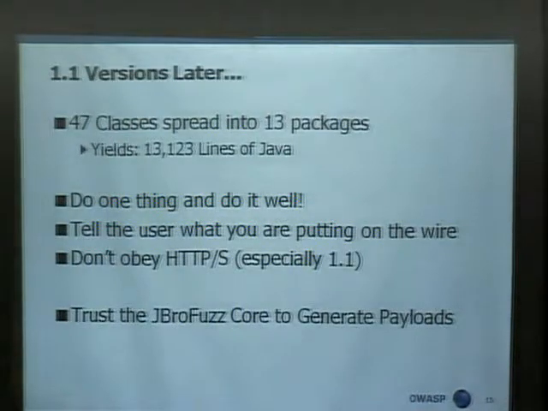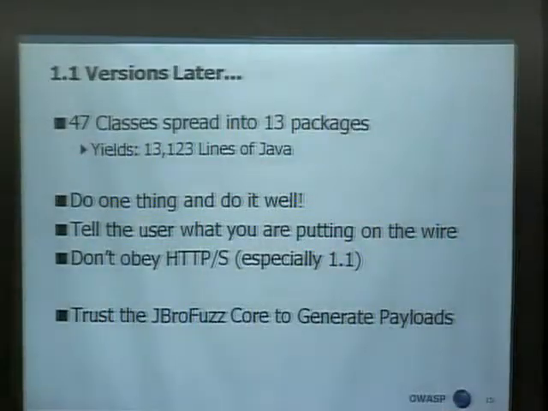1.1 versions later, so the version numbers obviously go up in increments of minor versions, 0.1 being the first one, 1 the last. There are 47 classes in 13 packages, a really small project, just 13,000 lines of code. And some key conclusions: if you're going to do something in the name of fuzzing, make sure you do it well. So implement it in a way that it doesn't break. Why? Because whoever uses it will actually break that API.